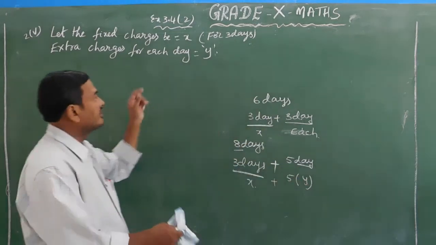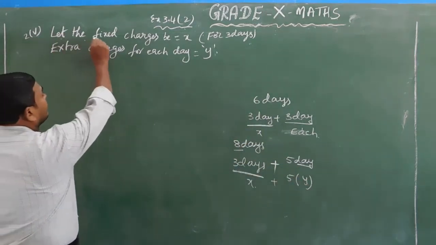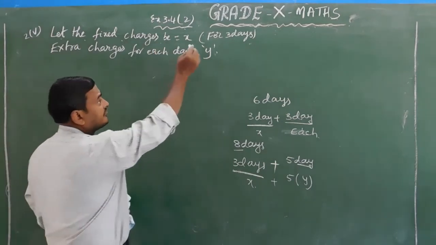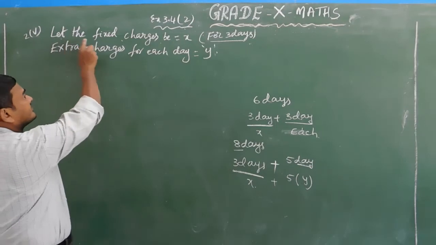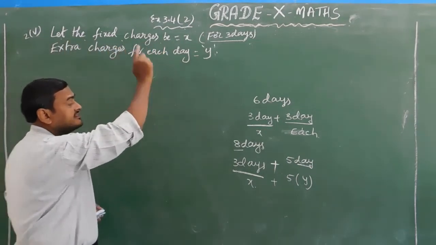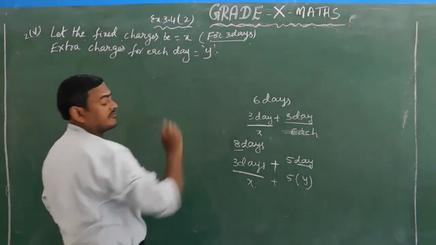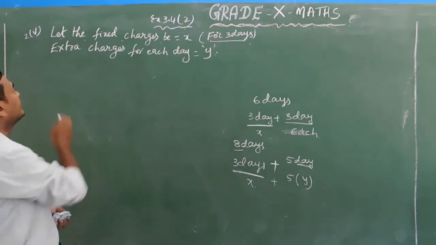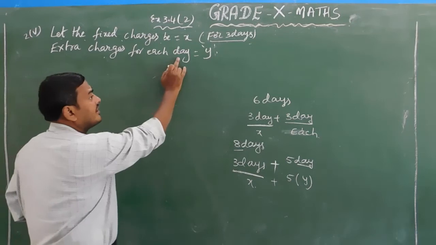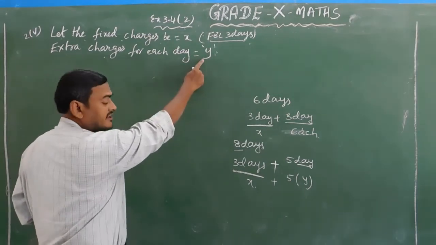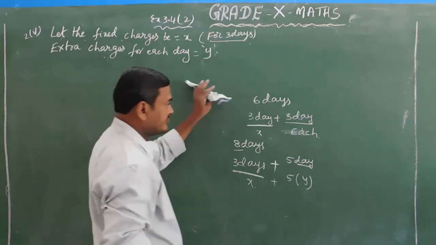Now come to the variable selection. Let the fixed charges be x. This x is for how many days? For the first 3 days it is fixed. Then the extra or additional charges for each day, the extra charge per additional day, is y.